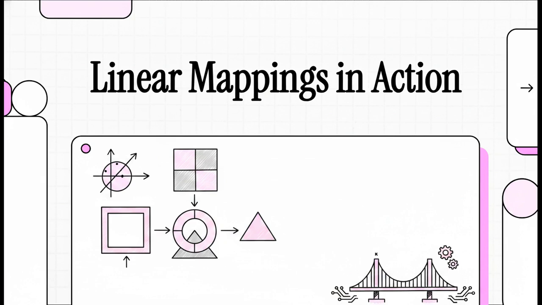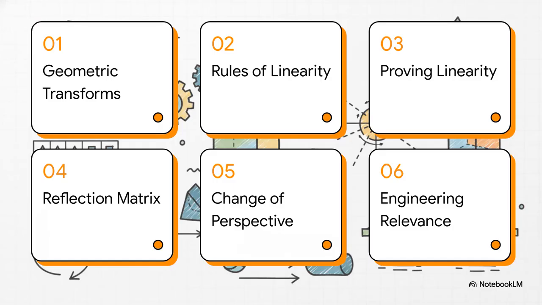By the end, you won't just know how to score full marks on your exam, but you'll see exactly why this stuff is absolutely indispensable for your future engineering career. Here is our roadmap for today. First, matrices as geometric transformations. Second, the strict rules of linearity. Third, exam prep, proving linearity. Fourth, setup, the reflection matrix. Fifth, changing your perspective. And finally, engineering relevance and a quick recap.